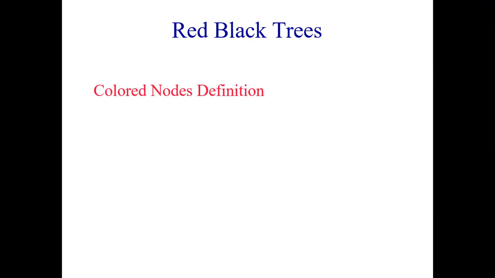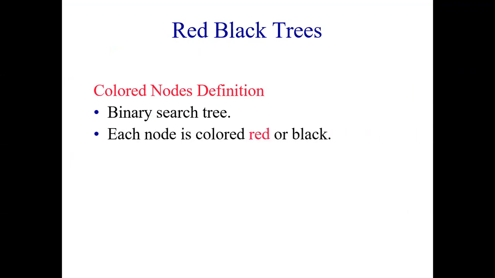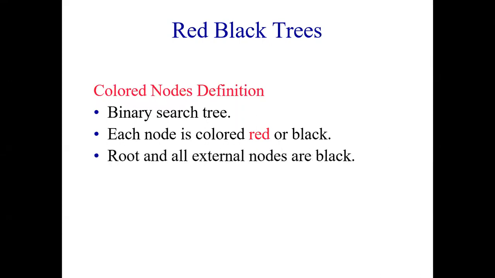In a red black tree, as we have already discussed, every node should be colored either red or black. Red black trees are also binary search trees; it is a self-balancing binary search tree. Each node is colored as either red or black. Root and all external nodes are black. The root node will always be black. So there are certain rules for coloring.